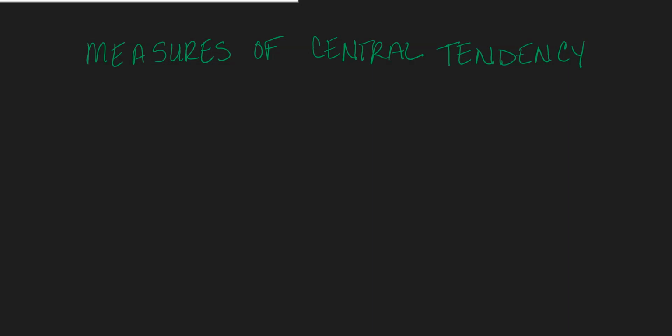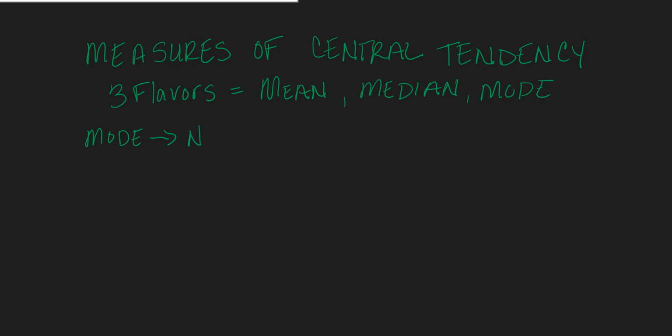Now, we've talked about measures of central tendency. There's really 3 flavors. You have the mean, the median, and the mode. The least precise is the mode, and the mode is really the measure of central tendency that makes sense if your data are nominal level data, meaning they're categorical.